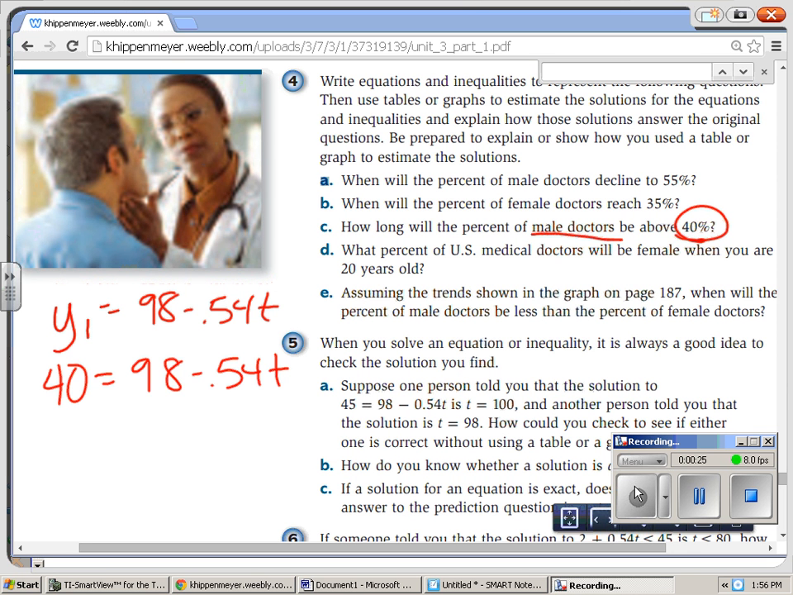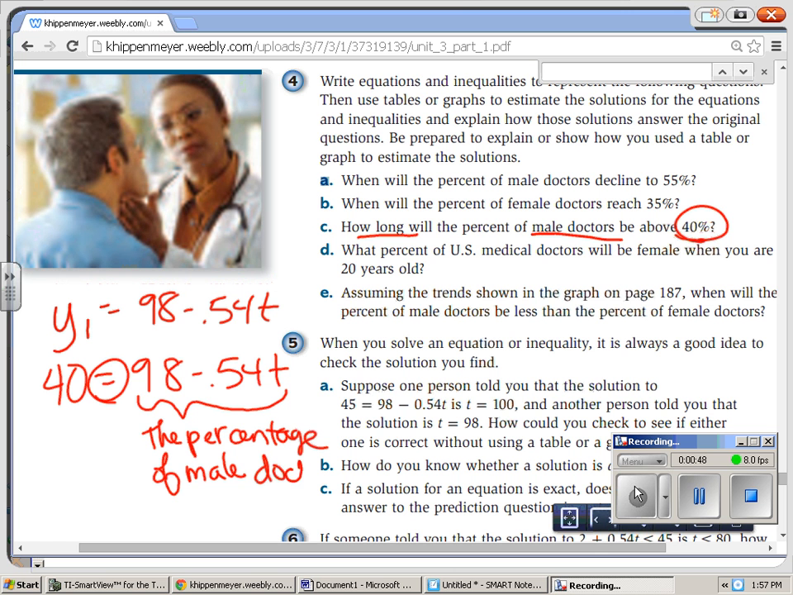And then we need to think about the inequality because it says how long, so that's a range of time. It's not just one value. So we need to change this to an inequality. This piece represents the percentage of male doctors, and we want the percentage of male doctors to remain above 40%. So we want to erase this and say this Y1, or percentage of male doctors, should be greater than 40.